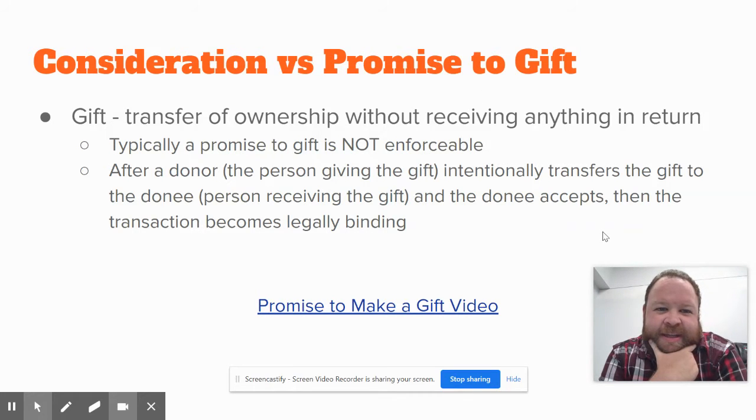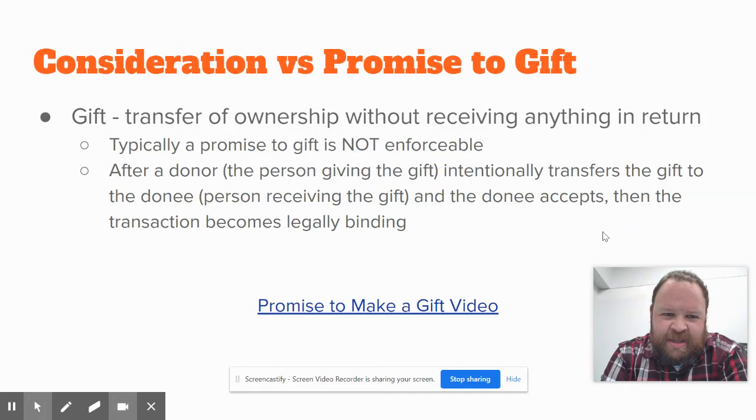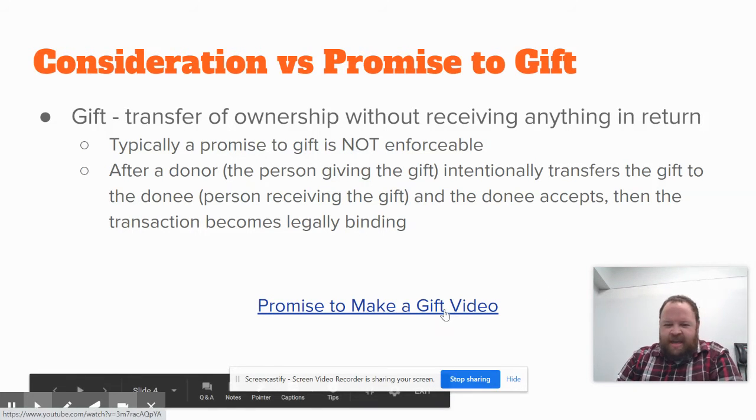A gift, so consideration versus a promise to gift. A gift is a transfer of ownership without receiving anything in return. So a promise to gift is typically not enforceable. After a donor, the person giving the gift, intentionally transfers the gift to the donee, the person receiving the gift, and the donee accepts, then the transaction becomes legally binding. So you basically can't give someone a gift and then say, hey, I'm going to take this back from you. So let's watch this quick video to look at a promise to make a gift.